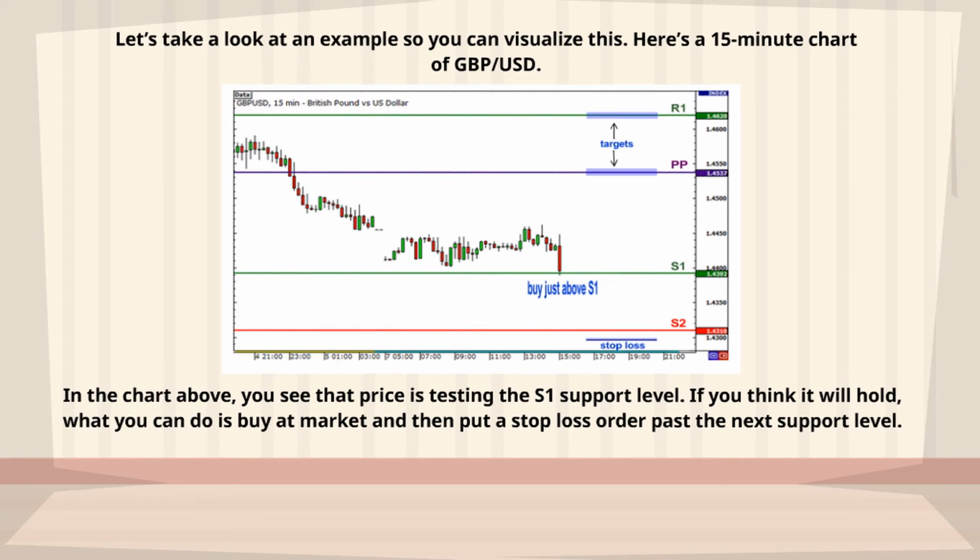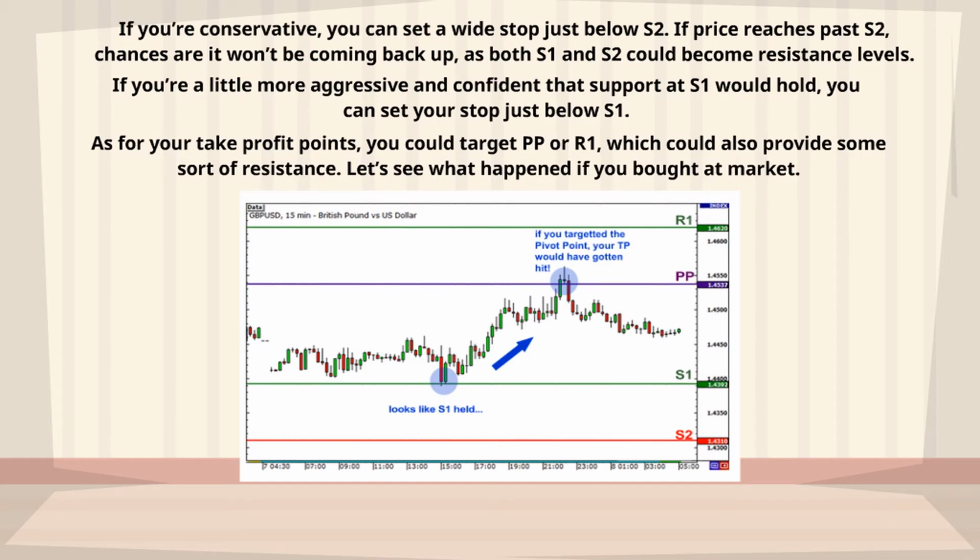Here's a 15-minute chart of GBP USD. In the chart above, you see that price is testing the S1 support level. If you think it will hold, what you can do is buy at market and then put a stop loss order past the next support level. If you're conservative, you can set a wide stop just below S2.